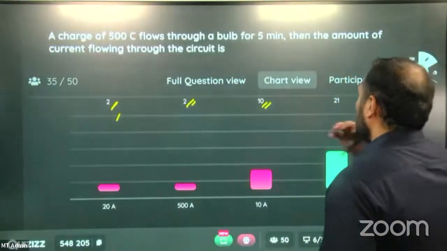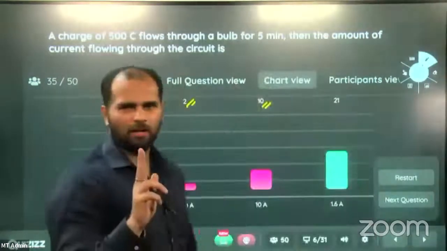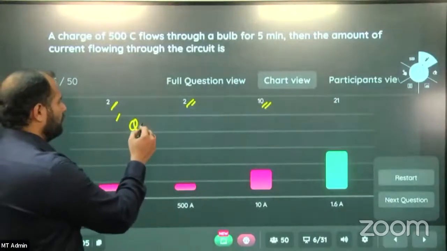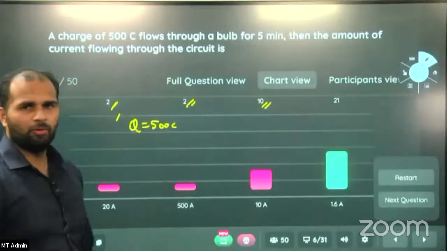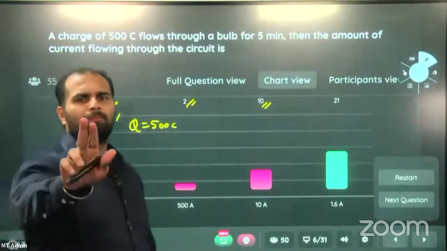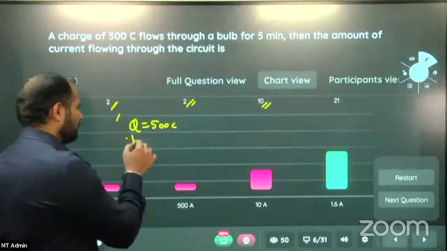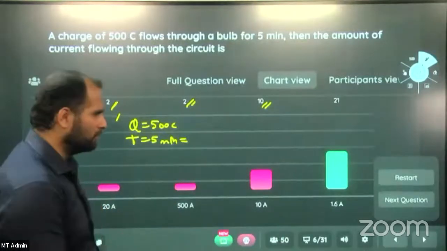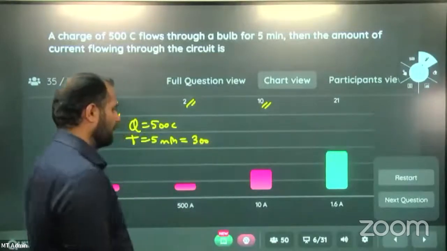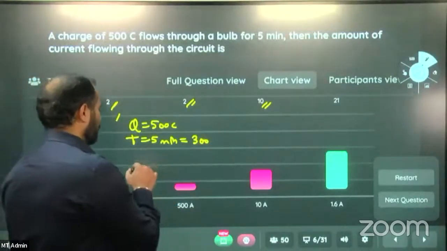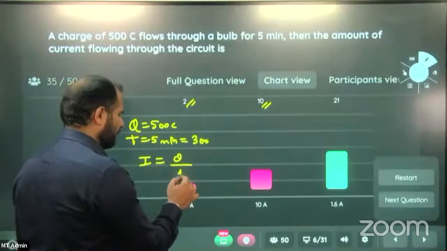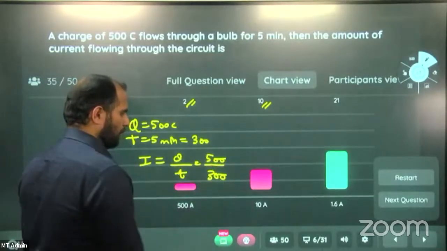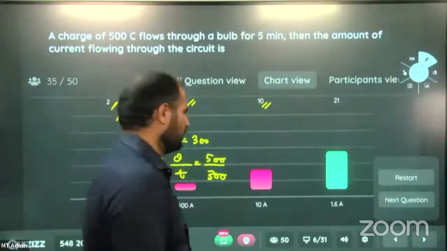First of all, what they are saying: a charge of 500 coulomb. A charge of 500 coulomb means the value of Q is 500 coulomb, right? It flows through a bulb for 5 minutes, which means time is given. 5 minutes, 60 into 5 is how much? It is 300 seconds. So what is I? I is basically charge flowing per unit time. That is 500 upon 300, which is 5 by 3. It is basically 1.6, right? So this should be your answer.